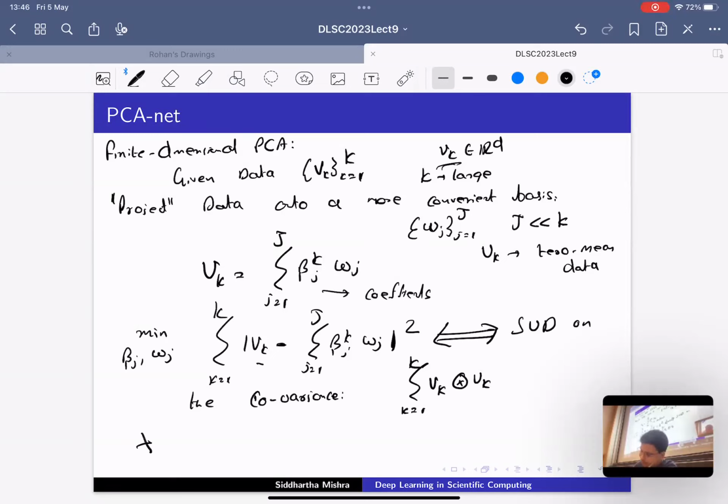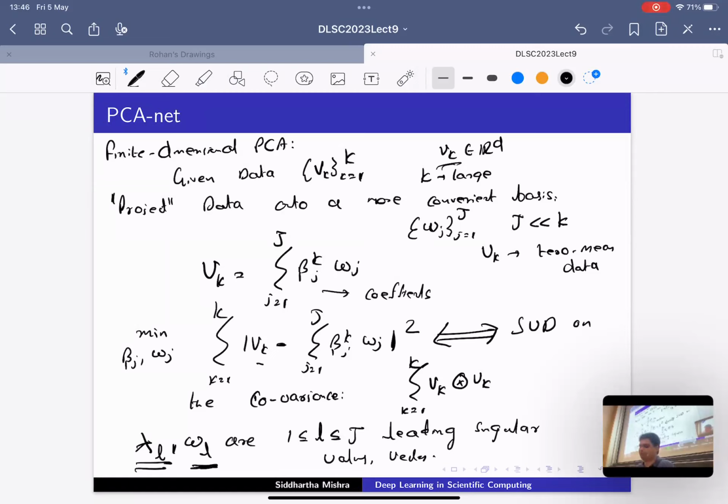So lambda L, and now give me another L, for instance, and phi L. Now phi is not a good notation here, because that's reserved for function spaces, right? Lambda L, WL, for 1 less than or equal to L less than or equal to, what did I call it here? Didn't I say J? J leading singular values and vectors. So this is PCA. So your beta J is now lambda L and WL. So this is what represents your entire algorithm.